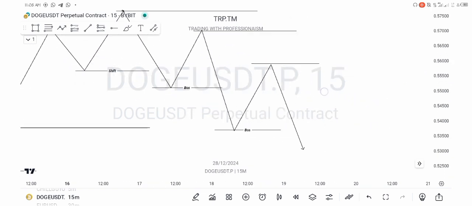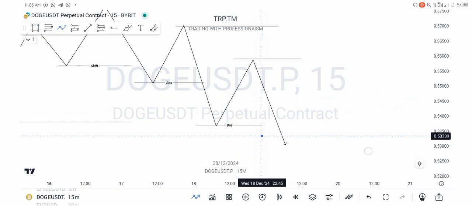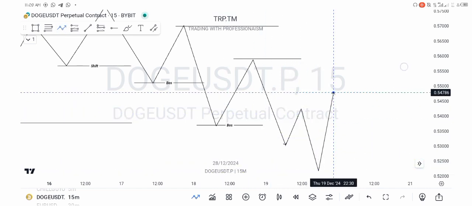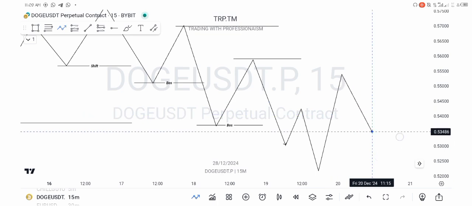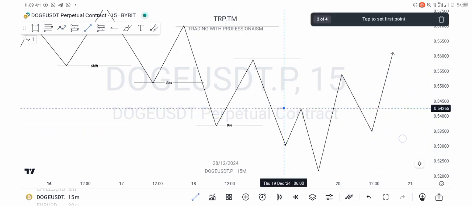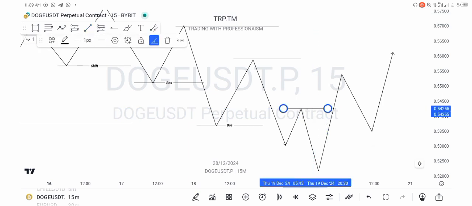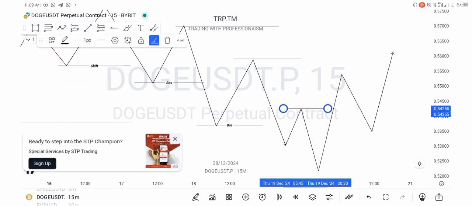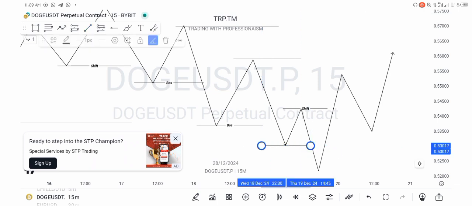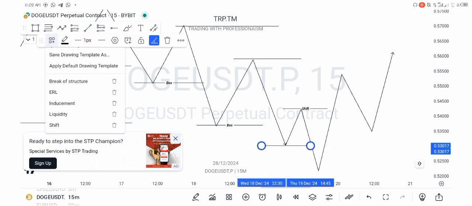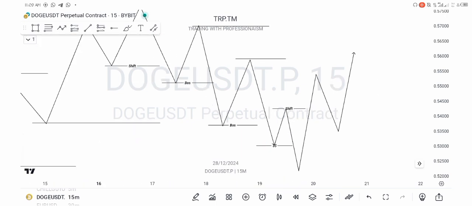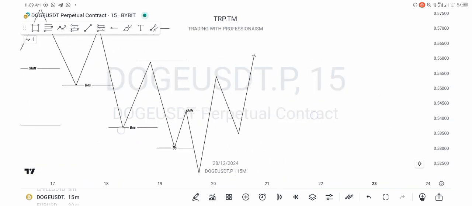So then, if at any point in time the market breaks a low, it's called a change of character or a shift in market structure. This is what the market does. This is called a shift. And now this here is called a liquidity sweep. I'll be doing that later. You won't understand, but let's just move on.